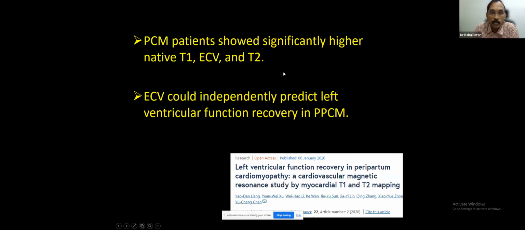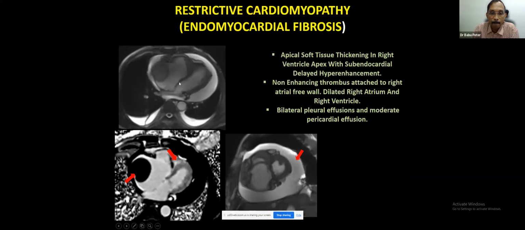And various articles have been published showing that peripartum cardiomyopathy patients have higher native T1, ECV, and T2 values, and extracellular volume fraction can independently predict left ventricular function recovery in these patients.